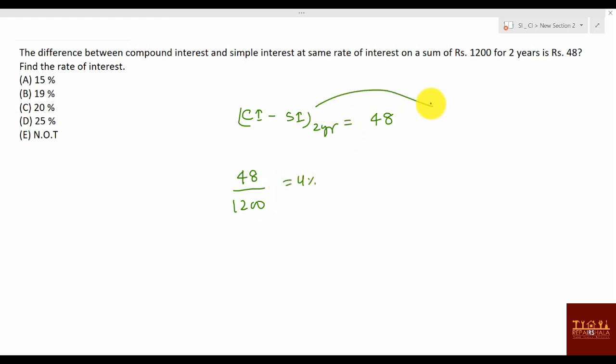And you know, if CI minus SI is 4%, how can you go to R percentage? What you will do? 4 into 100 and square root. So this will become 20% as the rate of interest. So your answer will be 20%. Clear? Now check another one.